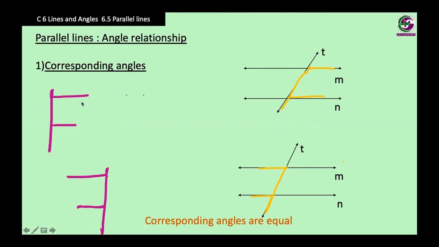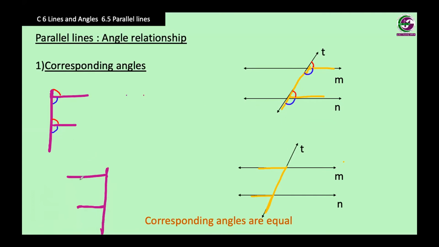You can remember it by the letter F. The angle which is formed at the top of the first line and at the top of the second line is always equal. Let us see how it is on the figure. The angle which is formed here is the same as the angle which is formed here at the second point. Also, the angle which is formed at the bottom of the first line and at the bottom of the second line are also equal. This angle and this angle are equal.